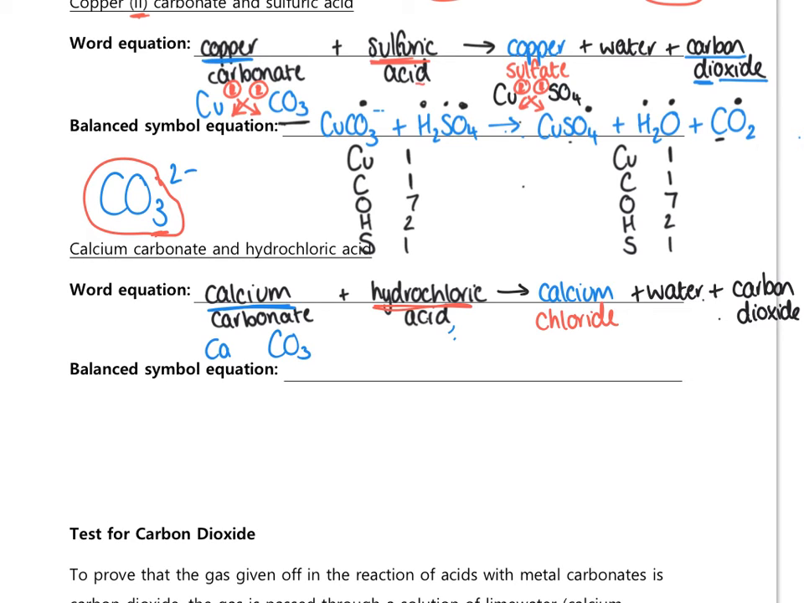I then look to my charge for my valency. My charge is 2 minus, and so my valency is 2. Calcium is in group 2, so its valency is also 2.